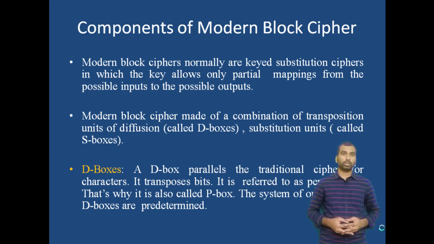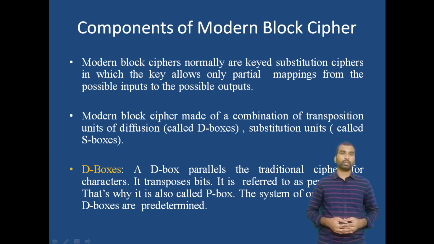So you can see the D boxes here. The D boxes are used to transpose the bits. That means you are rearranging the bits here. It is referred to as permutation, so that's why it is also called a P box. The output of the D boxes is predefined, so the mappings between the inputs and the outputs are already predefined.